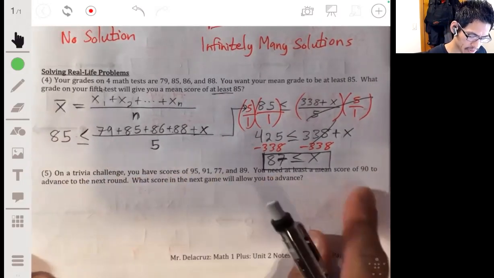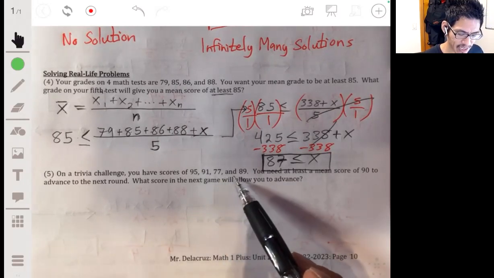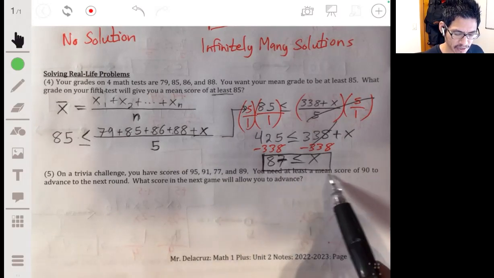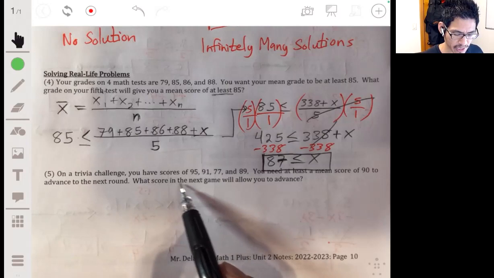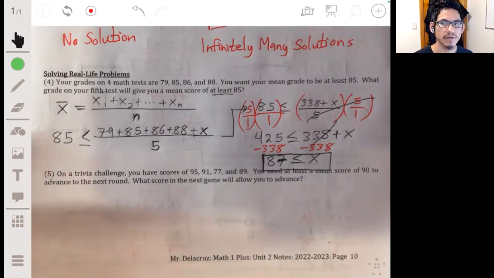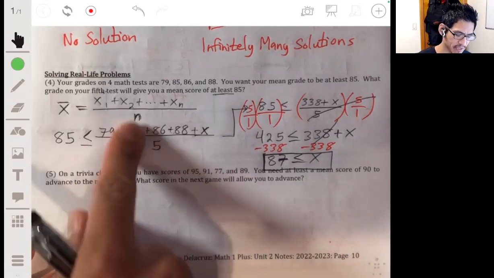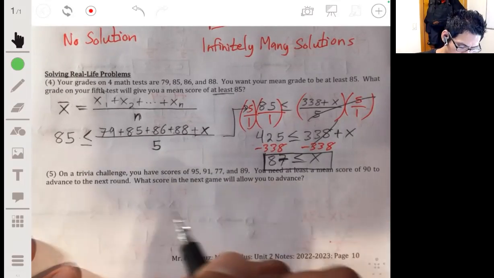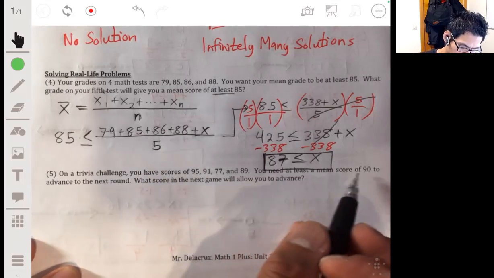Okay, so try this last one on your own on a trivia challenge. You have scores of 95, 91, 77, and 89. You need at least a mean score of 90 to advance to the next round. What score in the next game will allow you to advance? So pause the video if you want to try this on your own, but it's pretty much same style here. So I'm just gonna not make it drag on. But your mean score, you want it at least be 90.